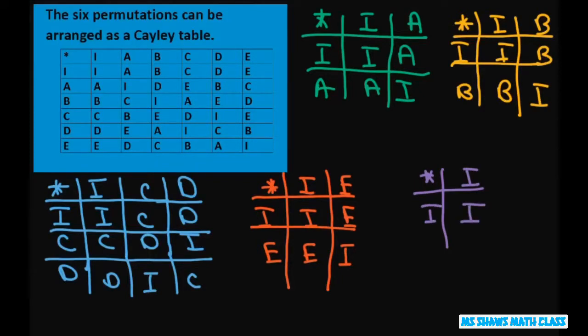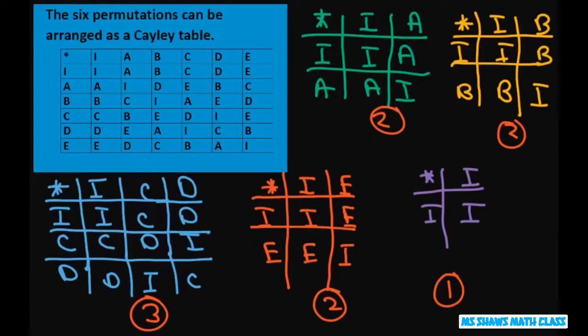So there's 5 subgroups. The order of the groups, this one's 2, 2, 2. This one's 1. And this one's 3. So these are the orders of the elements. And remember, the order of our group here was 6. And the factors of 6 are 3, 2, and 1. And those are the orders of our elements. And that's it. Thank you. Have a nice day. Bye-bye.